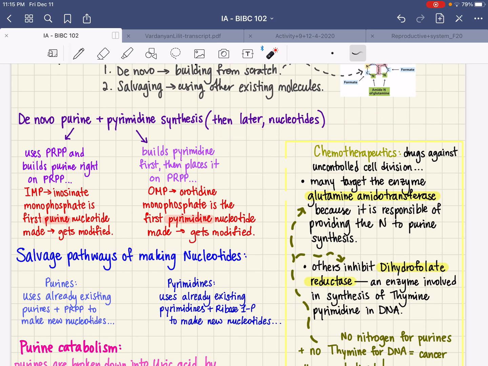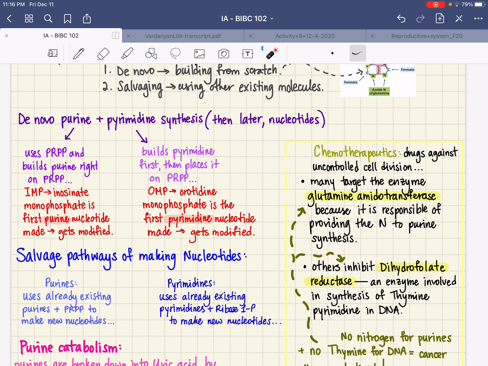And by this, he basically meant that the base pyrimidine is built away from the molecule of PRPP. So then, when it is made, I'm just drawing a structure of what a pyrimidine could look like. After it is made, then it is placed onto the molecule of PRPP. Okay, so those are the two things that you want to distinguish between these two pathways.